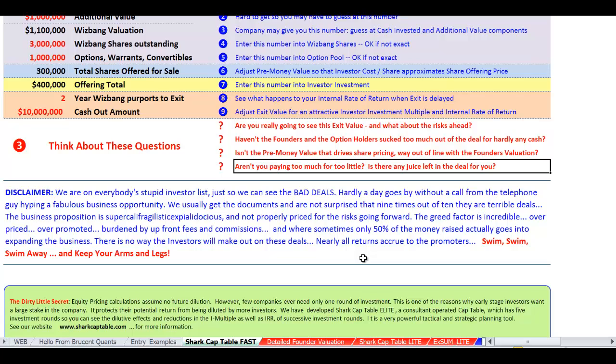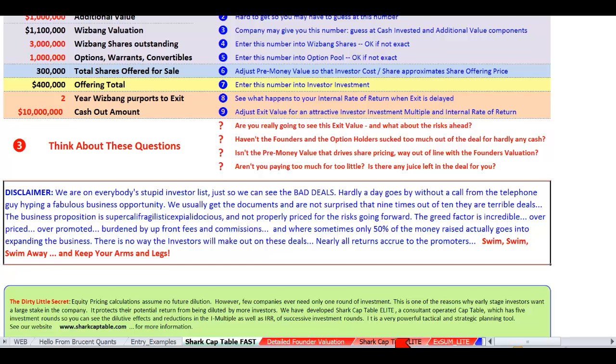It's a one-sided situation. Now, I like to read this little disclaimer. We are on everybody's stupid investor list just so we can see the bad deals. Hardly a day goes by without a call from the telephone guy hyping a fabulous business opportunity. We usually get the documents, are not surprised that 9 times out of 10 they are terrible deals. The business proposition is supercalifragilisticexpialidocious and not properly priced for the risks going forward.